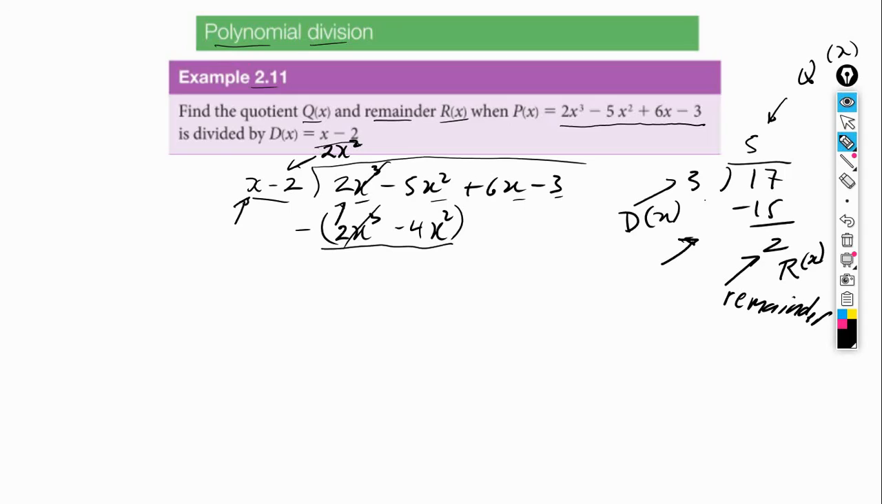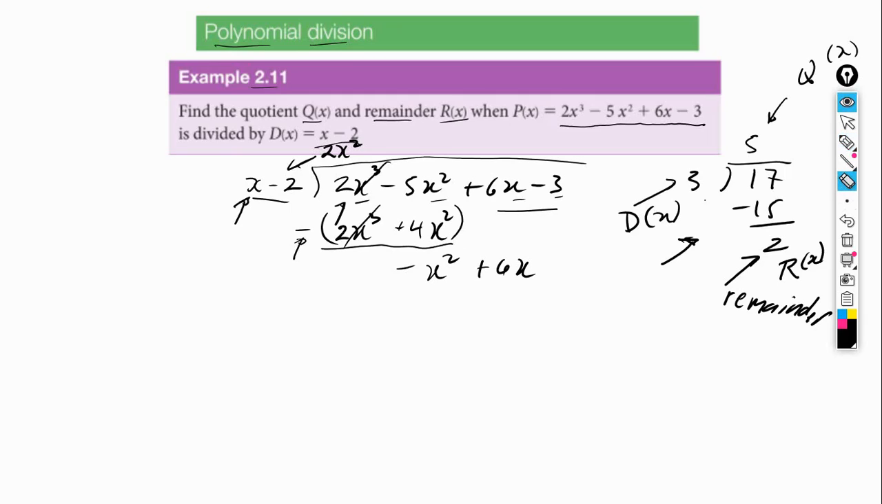But we have to be careful here because the minus in front of this expression changes all the signs in here. So this would be positive, and then it's going to be negative x squared. And then, just like in normal division, we bring this down. So plus 6x.